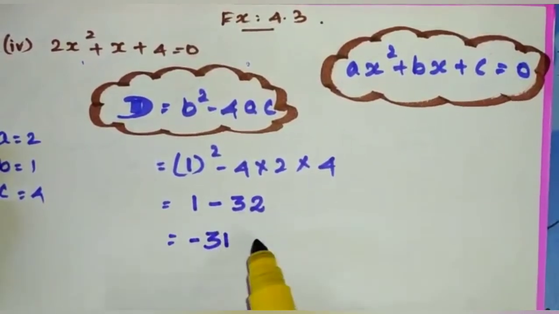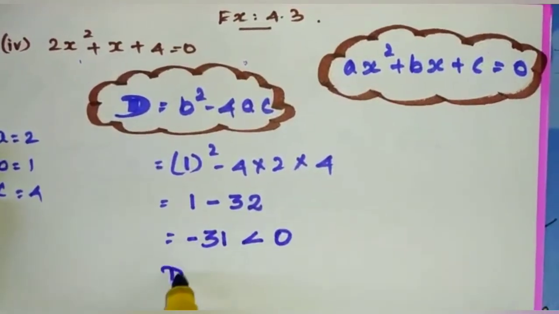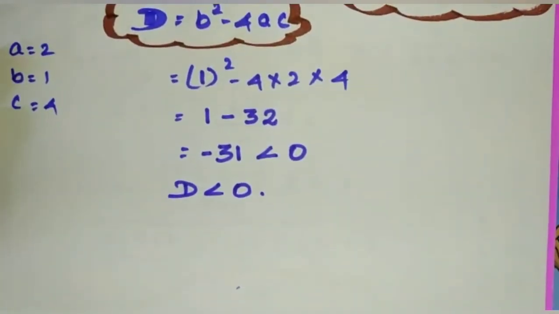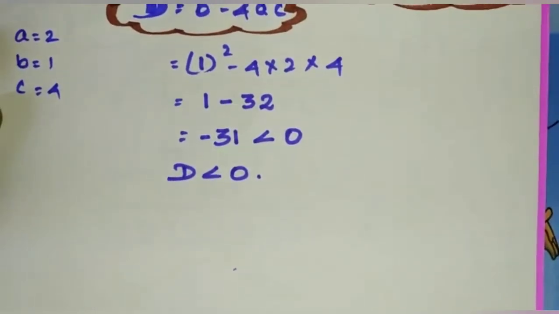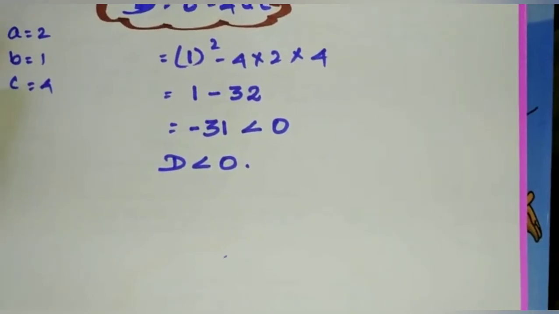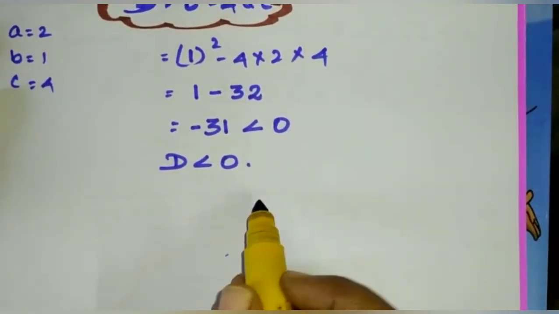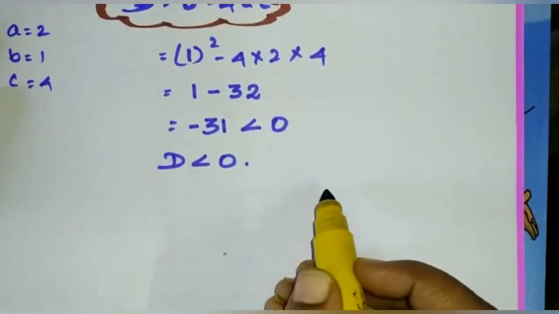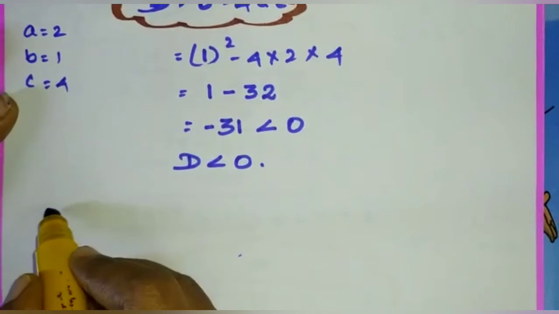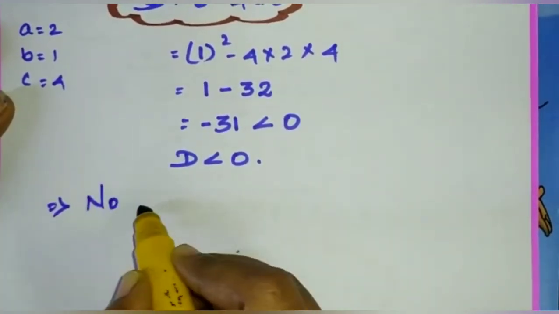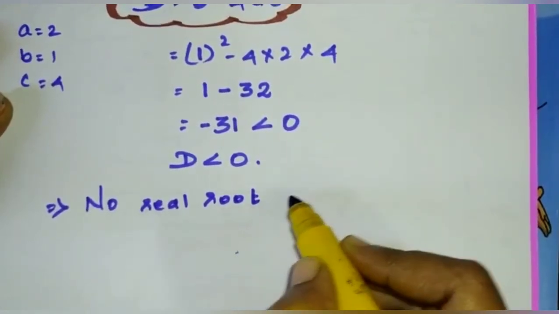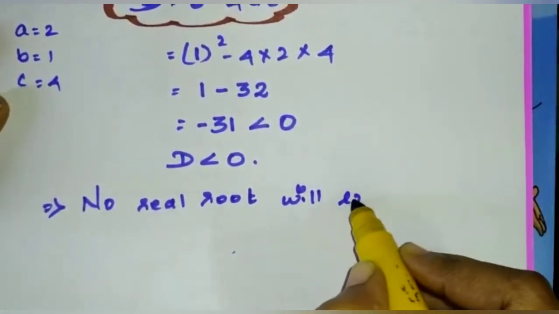Okay. So 1 minus 32, what you will get? Minus 31. This is negative value. D is less than 0. You got a negative value. So you will get no real roots. That is imaginary roots. If you are getting like this, means you can stop here itself. No need to apply in the formula. Clear? So, no real roots will exist.